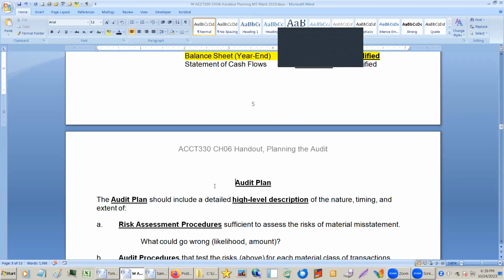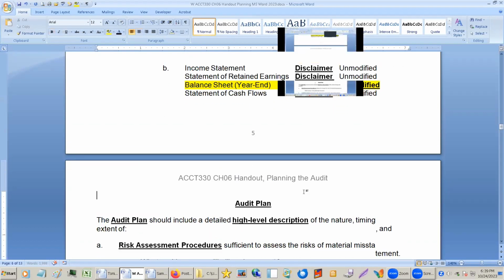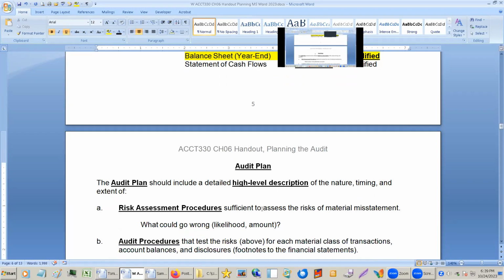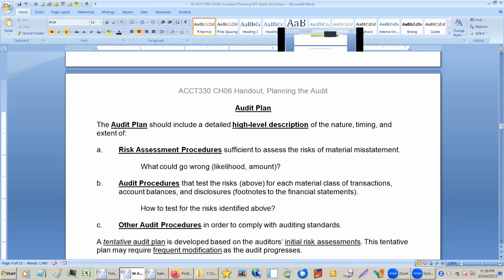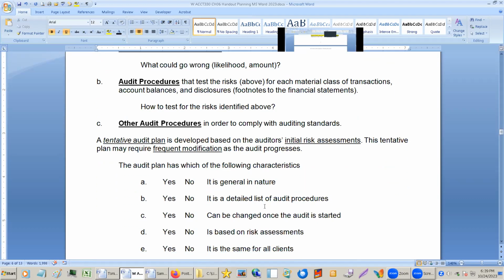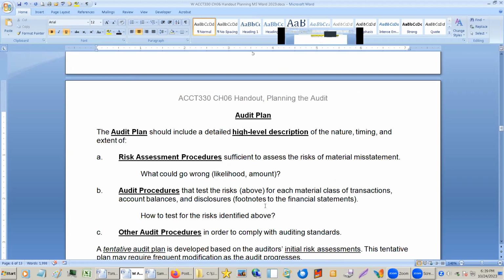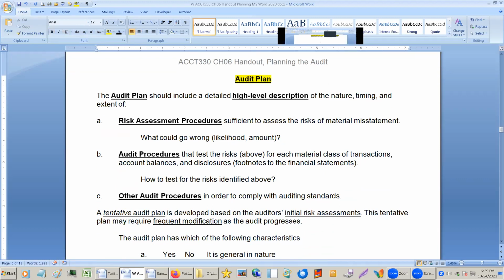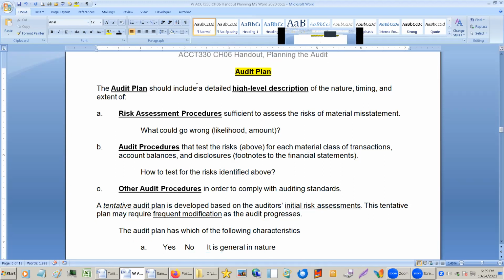Okay. Audit plan. The audit plan or audit program. Okay, this is a detailed, high-level description of what you're going to do.